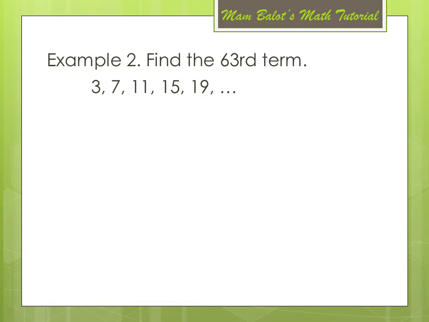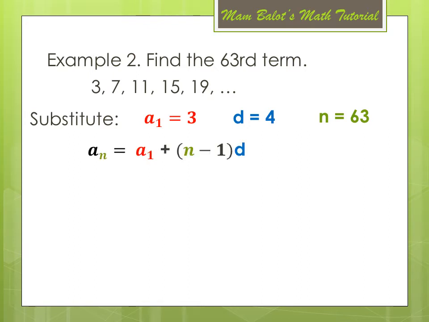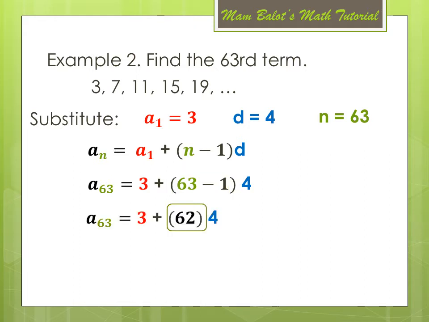Now let's go back to our example 2. Find the 63rd term of the sequence 3, 7, 11, 15, 19, and so on. We'll just substitute the first term, which is 3, the common difference, which is 4, and n, which is 63, since we are finding the 63rd term, into the general term of our arithmetic sequence. So we have a sub n is equal to a sub 63, which represents the 63rd term, is equal to a sub 1, which is 3, plus n here is 63, so we have 63 minus 1 times the common difference, which is 4. So solving, a sub n is equal to a sub 1 plus 62.